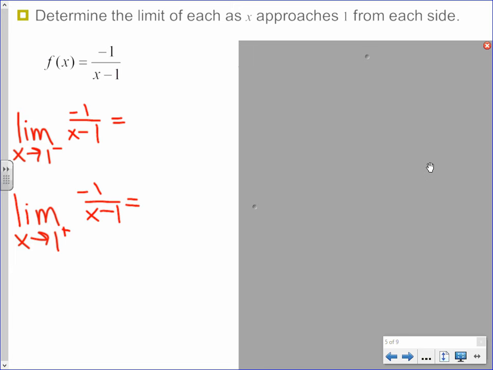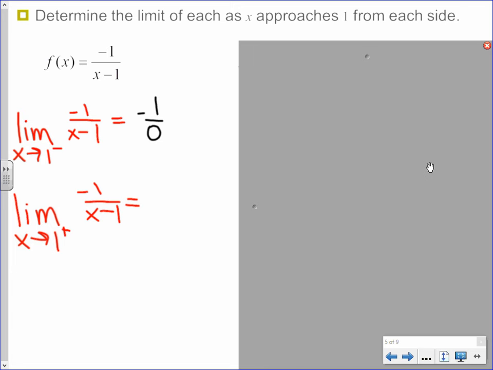Okay, what's happening? If we try to just do direct substitution, we get -1 over 0, right? Okay, so then you might think, can I reduce my fraction at all? We can't. So then you need to come to the conclusion, okay, we have a vertical asymptote at x equals 1.